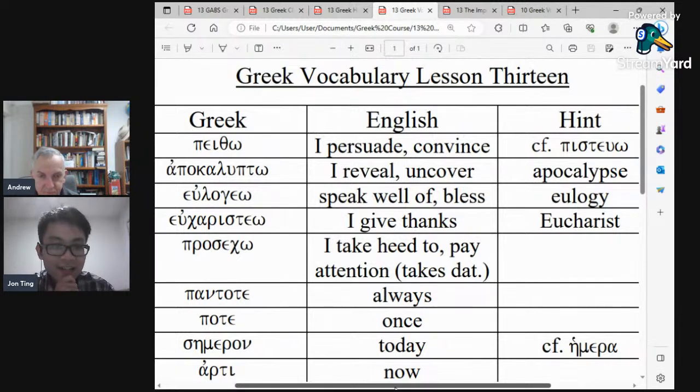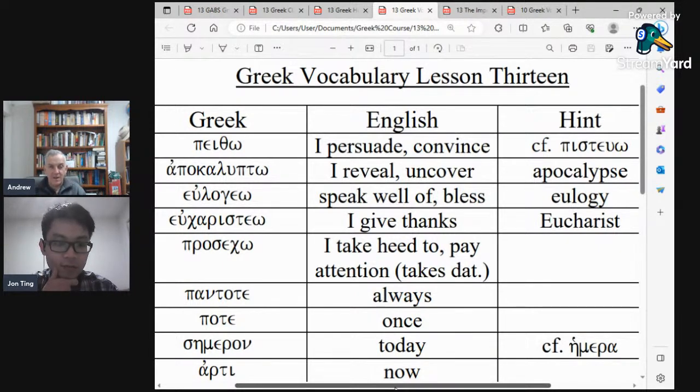Okay. And then it's eulogeo, which is I speak well. I've got a word eulogy from it. And the next one is Eucharisteo. Yep, eulogy. I can't quite remember what people use the word for. Blessings related. So a eulogy is a speech normally delivered at a funeral where we say some nice words about the person. Okay. Yep. That makes sense.